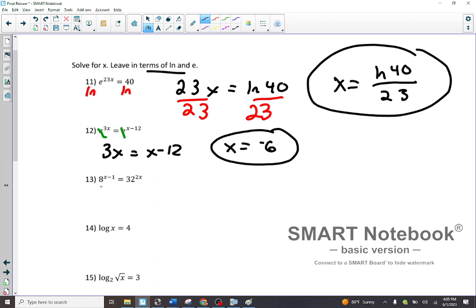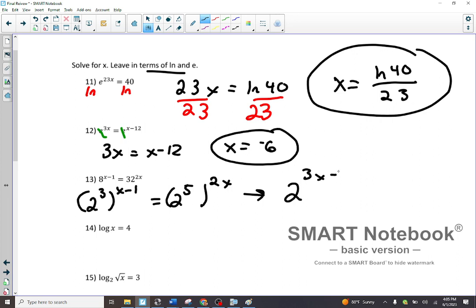Next one. This one, you have to make them the same base before you can cancel them. So I'm going to change this to 2 to the third, x minus 1. And I'm going to change this to 2 to the fifth, 2x. So this is going to become 2 to the 3x minus 1. Or 3x minus 3, my bad. Equals 2 to the 10x.